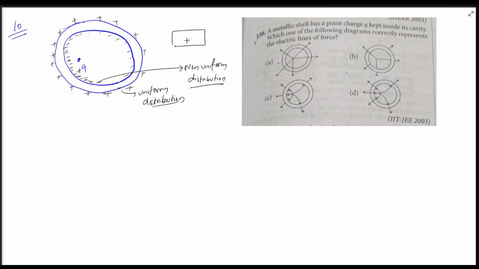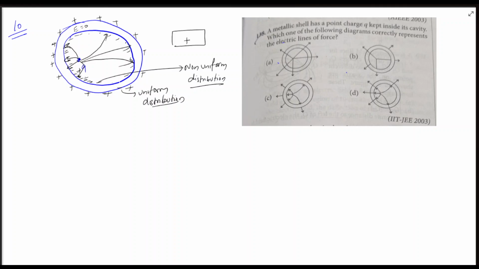Now look, so electric field will be like what? Perpendicular to the surface. From here, electric field will be like this. So it will be perpendicular to the surface, right? So it will be like this, right? But inside this part of the shell, it will be zero, right? Inside the metal, if there is no charge, electric field must be zero, right?